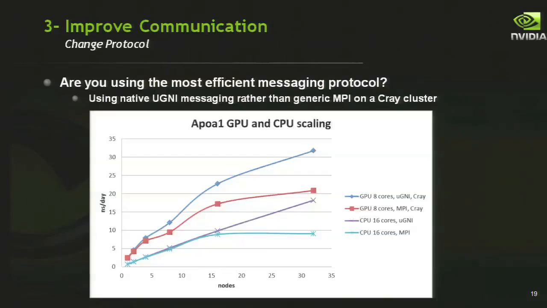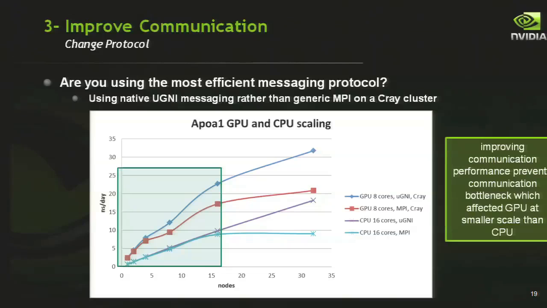So it turned out on Cray clusters, MPI was not performing that well. And changing to this native uGNI messaging, so more low-level messaging, started improving performance at like 4 nodes. So the performance improvement for GPU scaling actually kicked in even before the performance improvement for CPU scaling. Because the GPU is so much faster, communication is more of an issue.